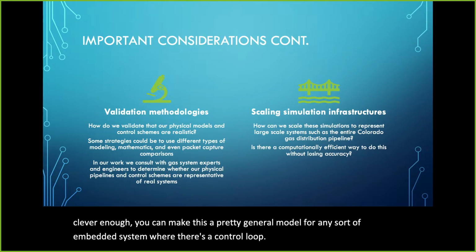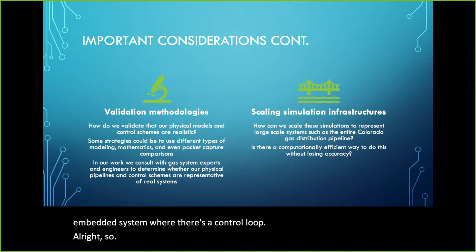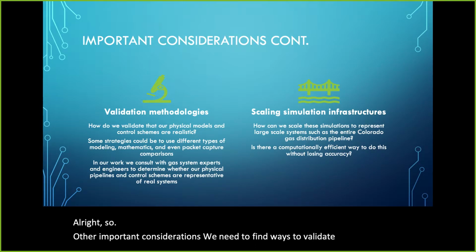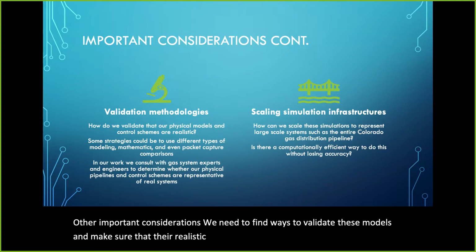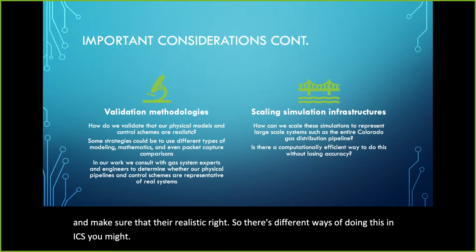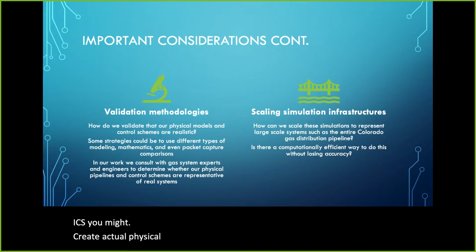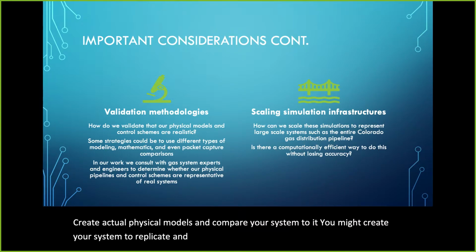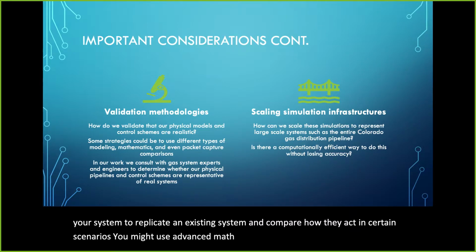All right, so other important considerations. We need to find ways to validate these models and make sure that they're realistic, right? There are different ways of doing this in ICS. You might create actual physical models and compare your system to it. You might create your system to replicate an existing system and compare how they act in certain scenarios. You might use advanced math to validate and prove that, okay, this is realistic and this makes sense.